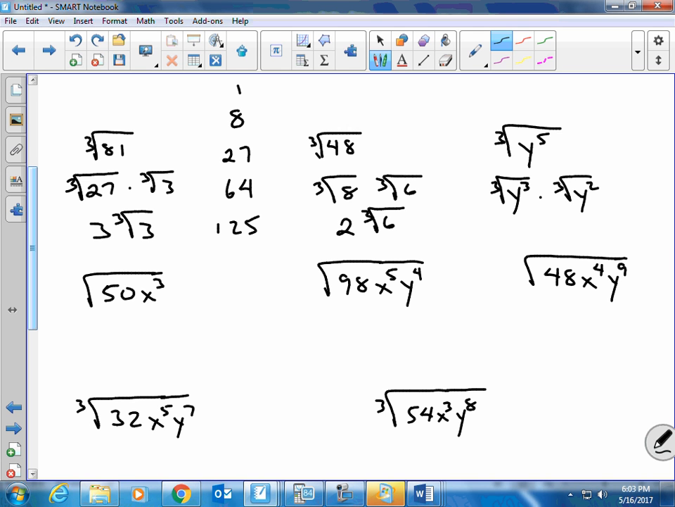And the cube root of y to the 3rd is y. And the cube root of y squared, I don't know. So I leave it inside. It doesn't come out to be a nice whole number.